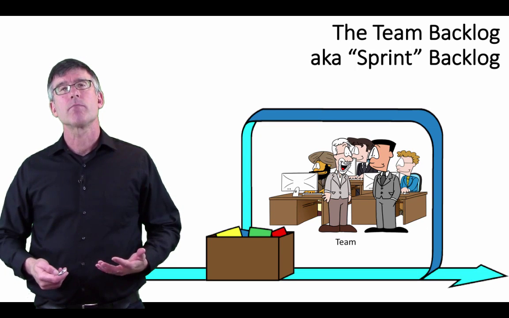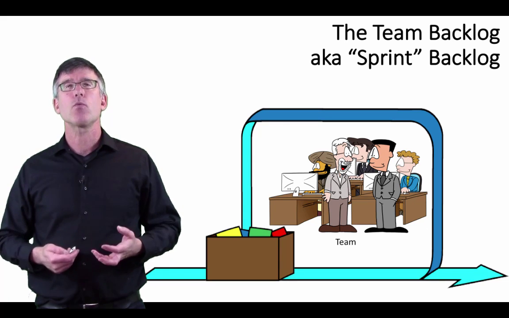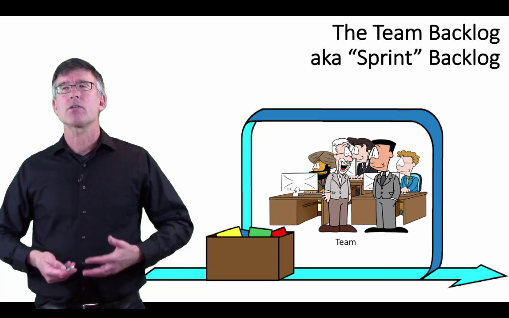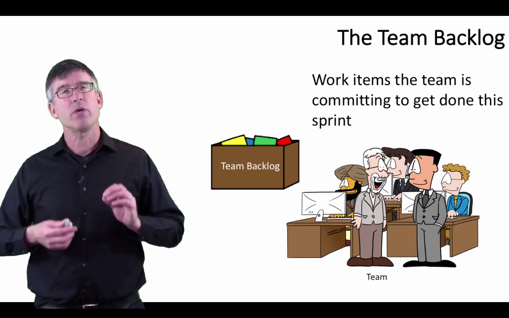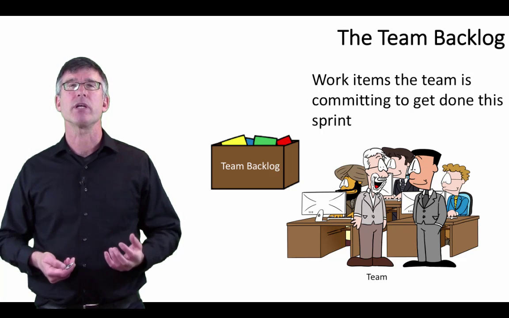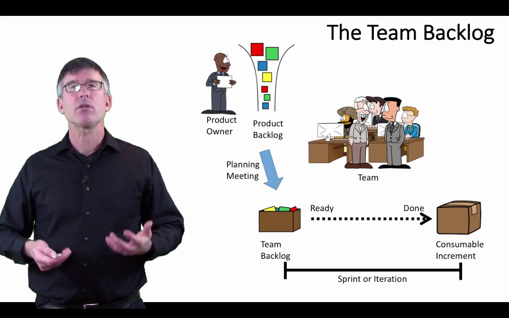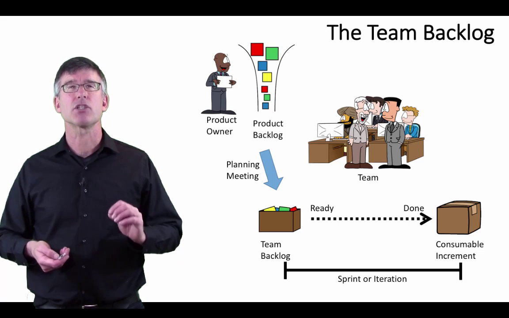The team backlog, or as it's also known, the sprint backlog, is another one of the Scrum artifacts. The team backlog simply represents all the work items the team is committing to getting done in this sprint. The sprint or team backlog is built during the sprint planning ceremony at the beginning of each sprint.